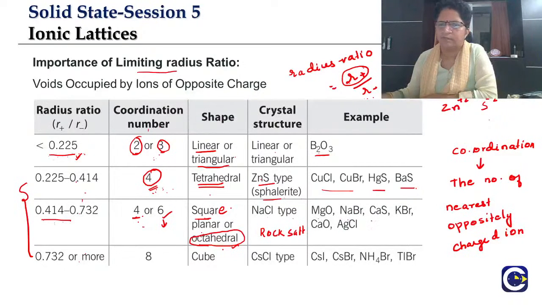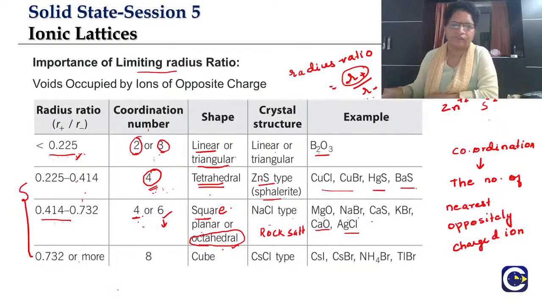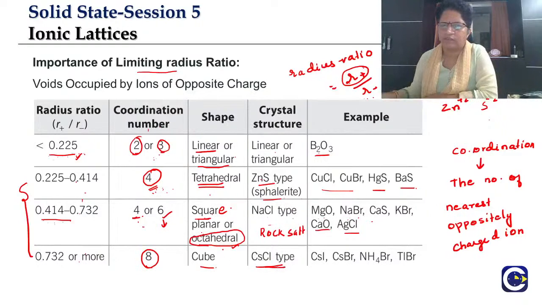What other examples can we take? Magnesium oxide, sodium bromide along with sodium chloride, calcium oxide, silver chloride and so on. If the radius ratio is 0.732 or more, generally it's given as 1. The coordination number is 8. The shape will be cubic and we call the crystal structure the cesium chloride type structure.